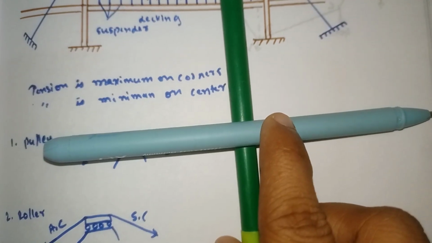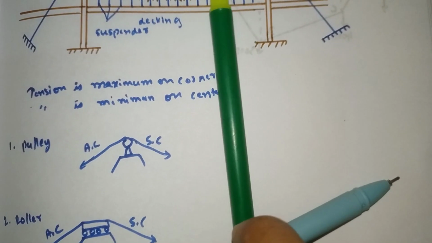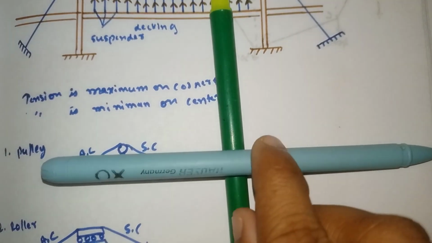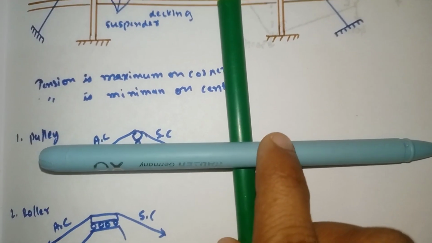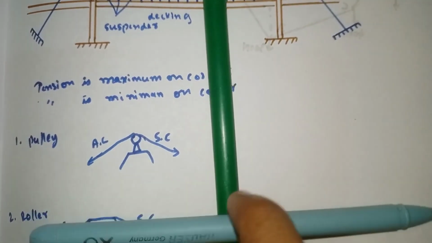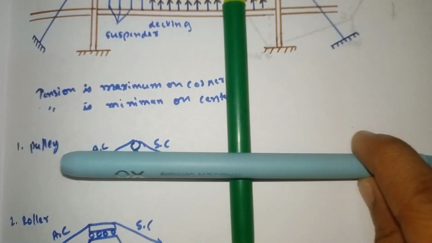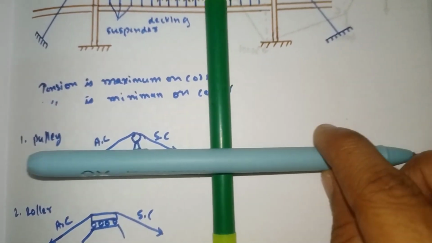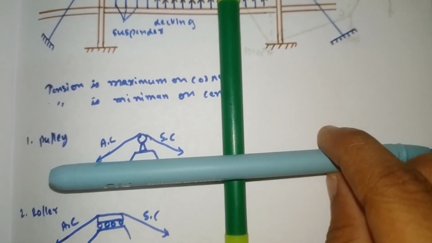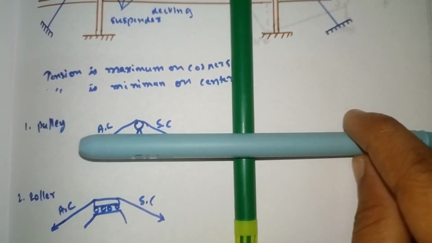When it comes to roller support, assume it's a roller support, this is not fixed. So when our roller support moves, our cable also moves like this, either left side or right side, because this support is not fixed. As our roller support moves, our cable will also move with it.